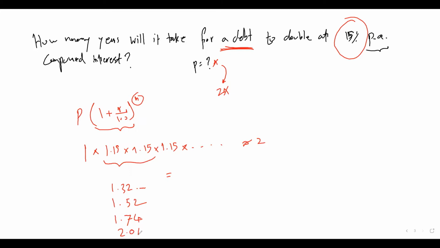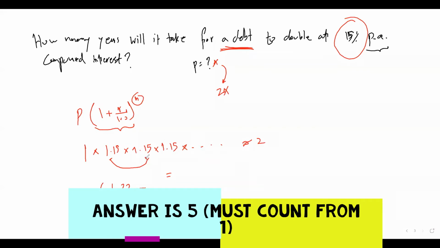And then you count how many times you pressed the equal button, or how many times you multiplied. So in this case, I have actually multiplied 4 times. We go all the way till 1, and then 2, and then 3, and then 4, right? So that would be 4 years, because they say per annum, so that would be after 4 years.